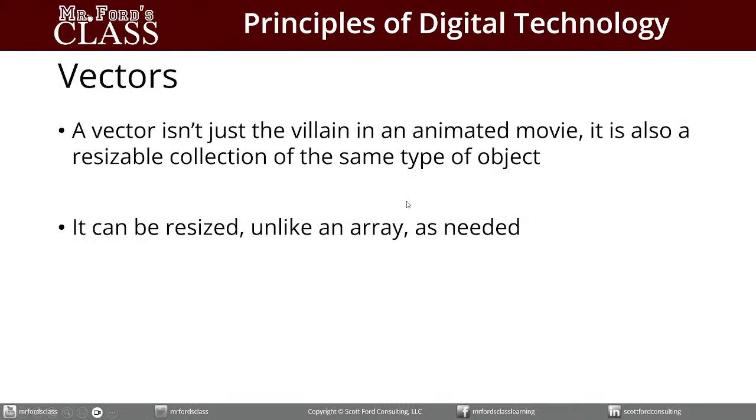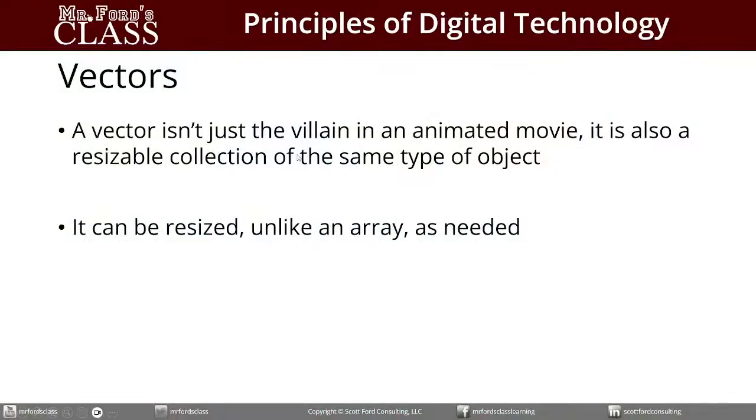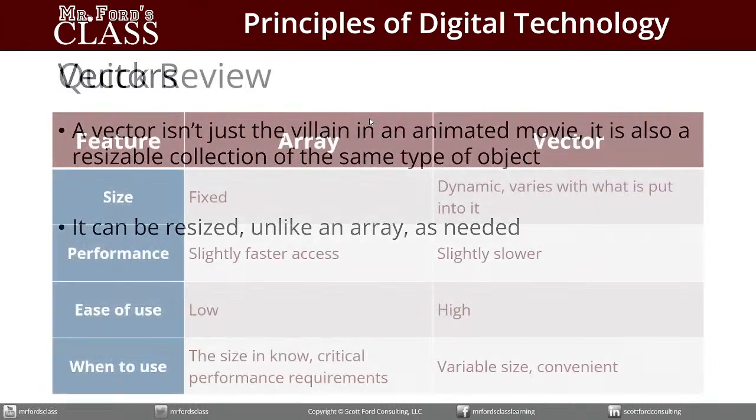Then we have vectors. Now, vector isn't necessarily the bad guy in an animated movie, for those of you who are Despicable Me fans. It's also a resizable collection of the same type of object. So, unlike the other one, a vector can have 10 apple pies, 15 apple pies, 20 apple pies, 1,000 apple pies. There's no limit to how big they can be. So it can be resized, unlike an array, as needed.